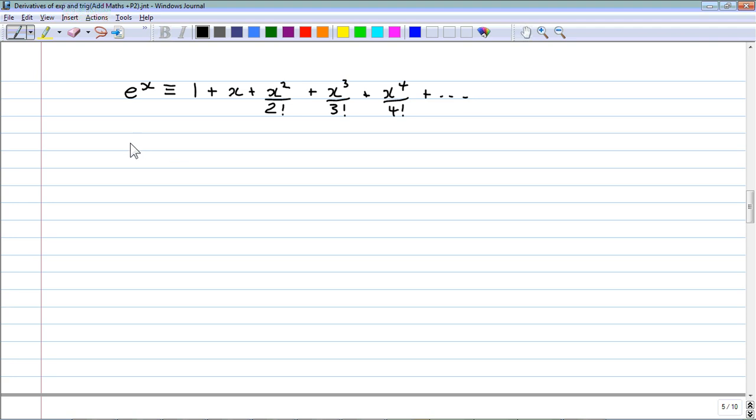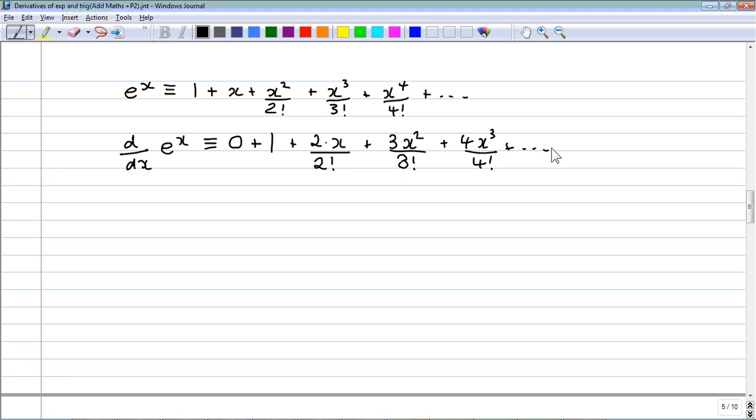What would happen if we tried to differentiate this expression? We know how to do that because it's just powers of x. Well, we get 0 for the first term, 1 for the second term. We get 2 times x over 2 factorial for the third term. We get 3 times x squared over 3 factorial for the next term. We get 4 times x cubed over 4 factorial for the next term, and so on forever.